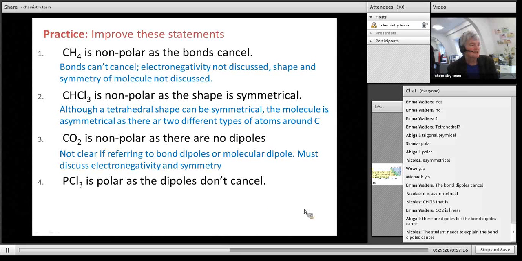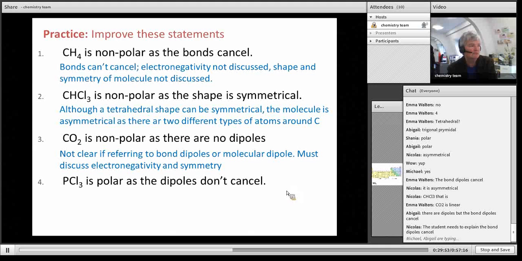Okay, PCl3 is polar as the dipoles don't cancel. Now this has got a number of errors. No, sorry. This one has got no errors as such in it. But how could the person have improved this? I mean, all these others were real errors. Well, I suppose this one isn't too bad, and so it has the same problem here. But this one may be borderline achieved, but it depends on anything else.